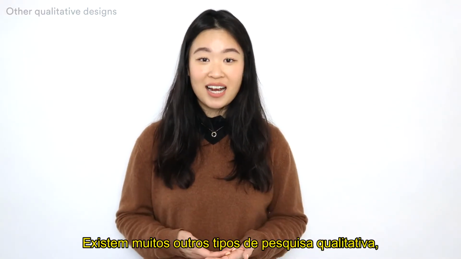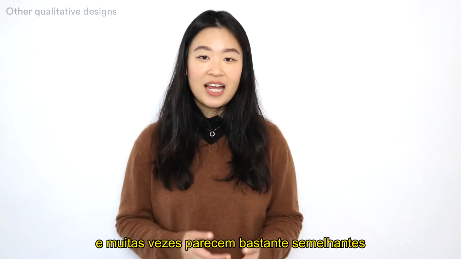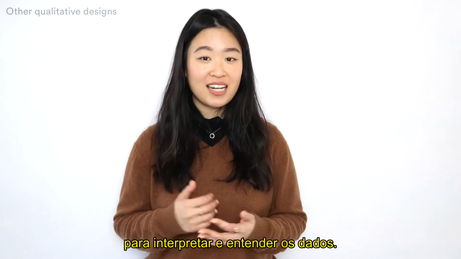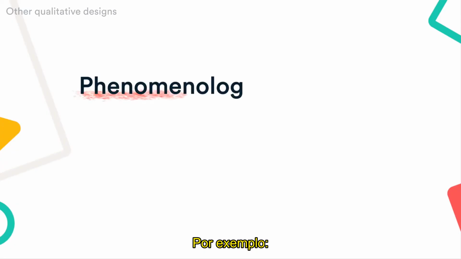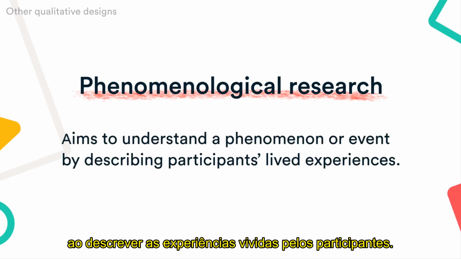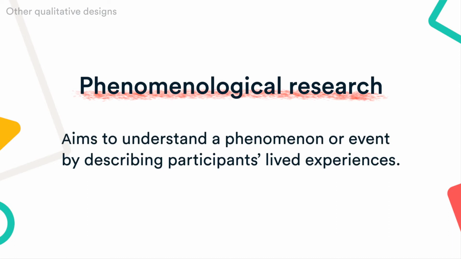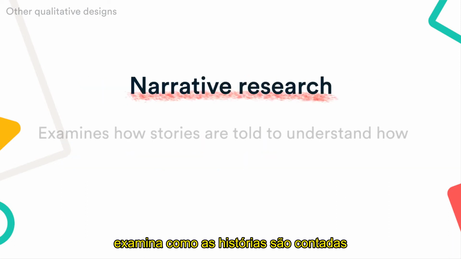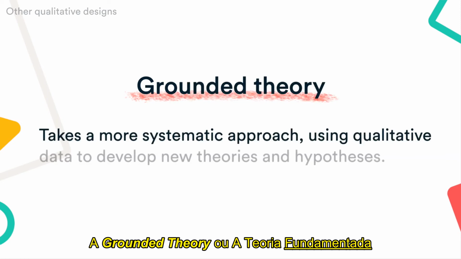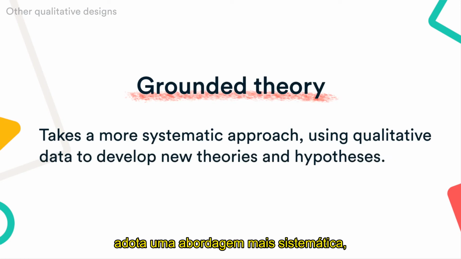There are many other kinds of qualitative design, and they often look quite similar in terms of data collection, but take different approaches to interpreting and understanding the data. For example, phenomenological research aims to understand a phenomenon or event by describing participants' lived experiences. Narrative research examines how stories are told to understand how people perceive and make sense of their experiences. Grounded theory takes a more systematic approach, using qualitative data to develop new theories and hypotheses.